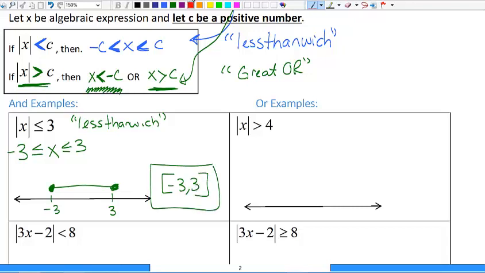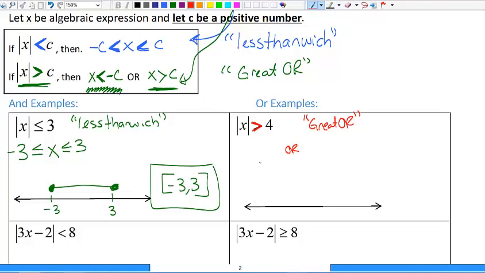Now our next problem, the absolute value of x is greater than 4, tells me that this is a greater problem. It's a greater problem. So I know I'm going to have an OR. In order to get the absolute value out of the inequality so I can solve it, I need to change it into the expression without bars using this rule up here.